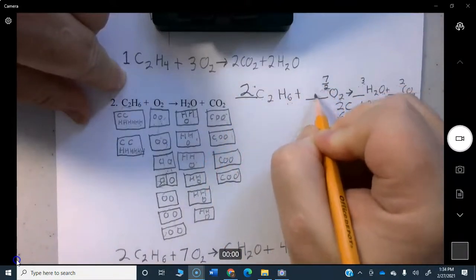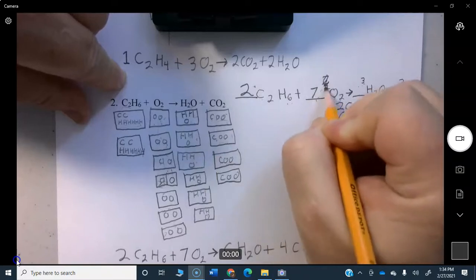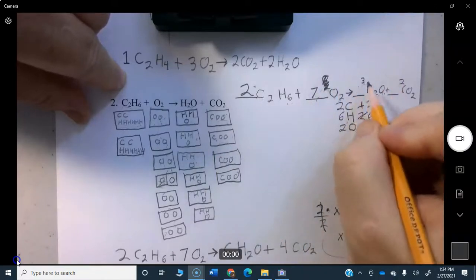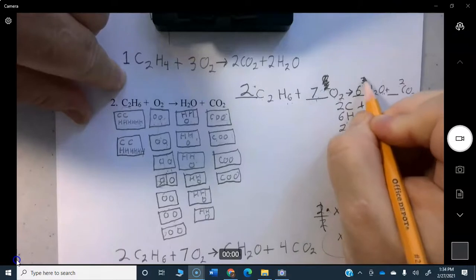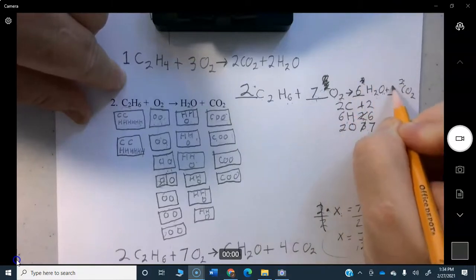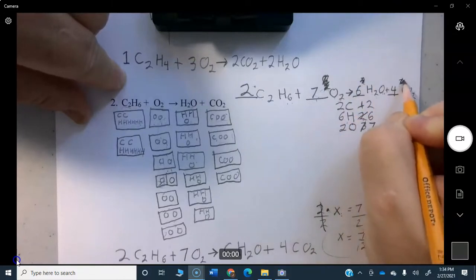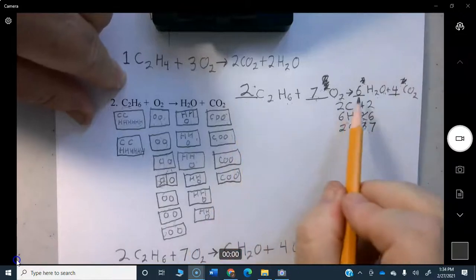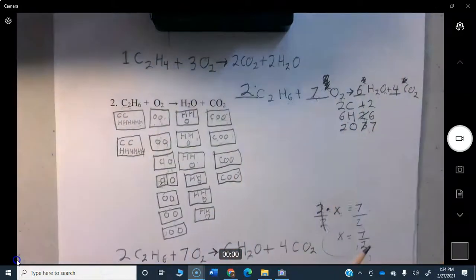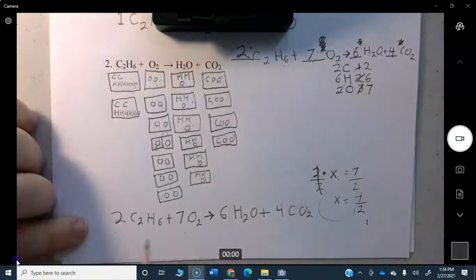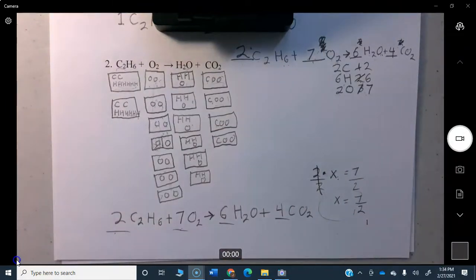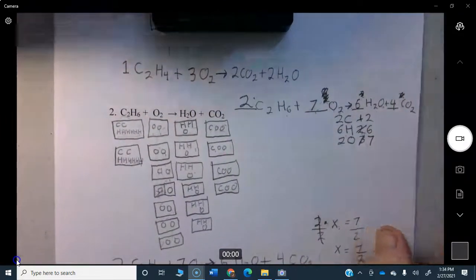So 2 times 7/2 is 7. Now I can scratch that out. 2 times 3 is 6, so I can scratch that out. And 2 times 2 is 4, and I can scratch that out. So 2, 7, 6, 4. And of course that's the same answer that we got down here. 2, 7, 2, 7, 6, 4. Same thing. Okay.